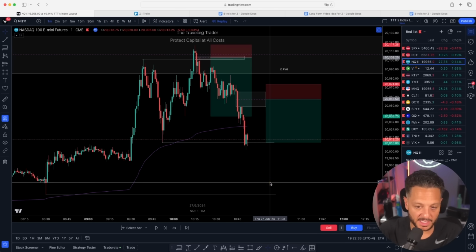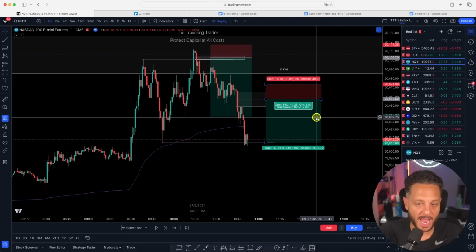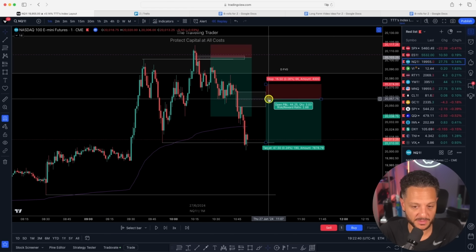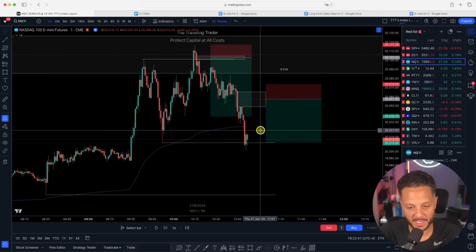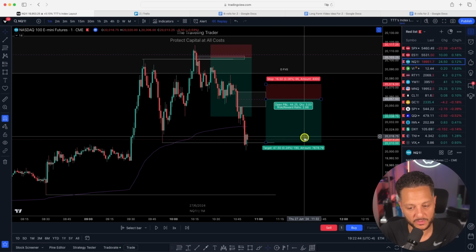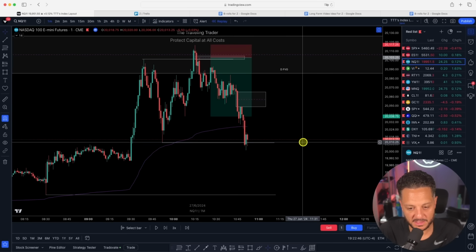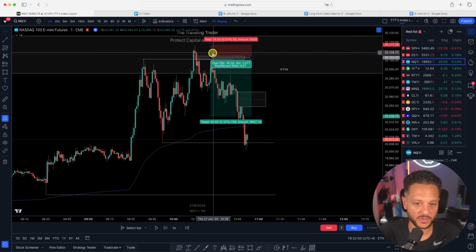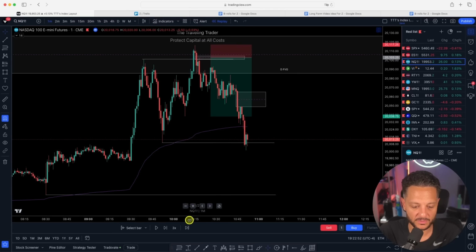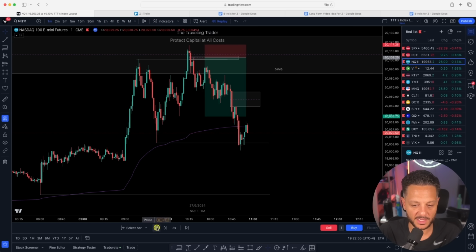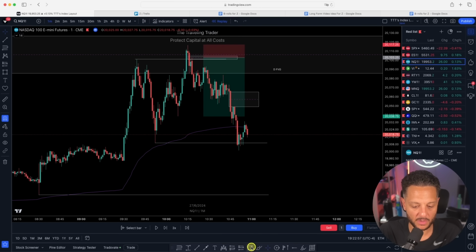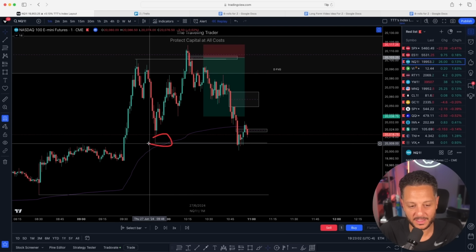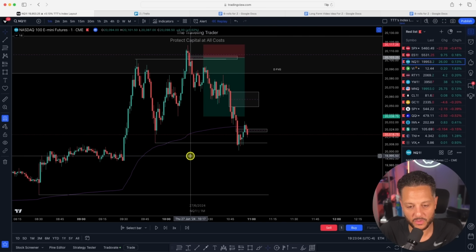Now, we didn't get an entry here, and that's okay. That's going to happen to you in live conditions. So this would have been a trade setup that I would have taken, but we didn't get a retracement, and that's fine. There's nothing you could do about that. So now in this case, for me, if I wasn't still in the original trade, or at least had some contracts left from the original trade, this trade would likely be off the table here.